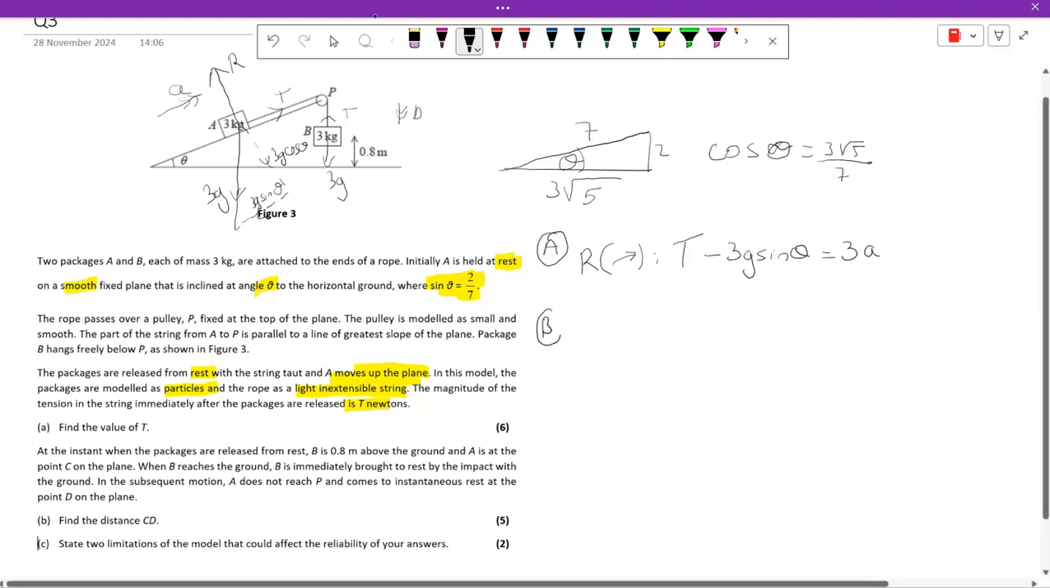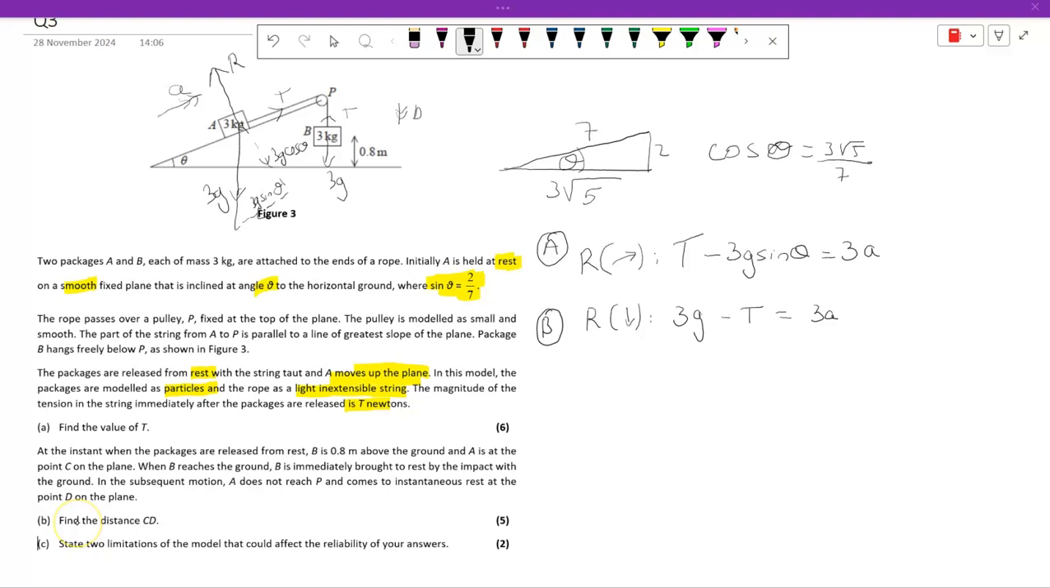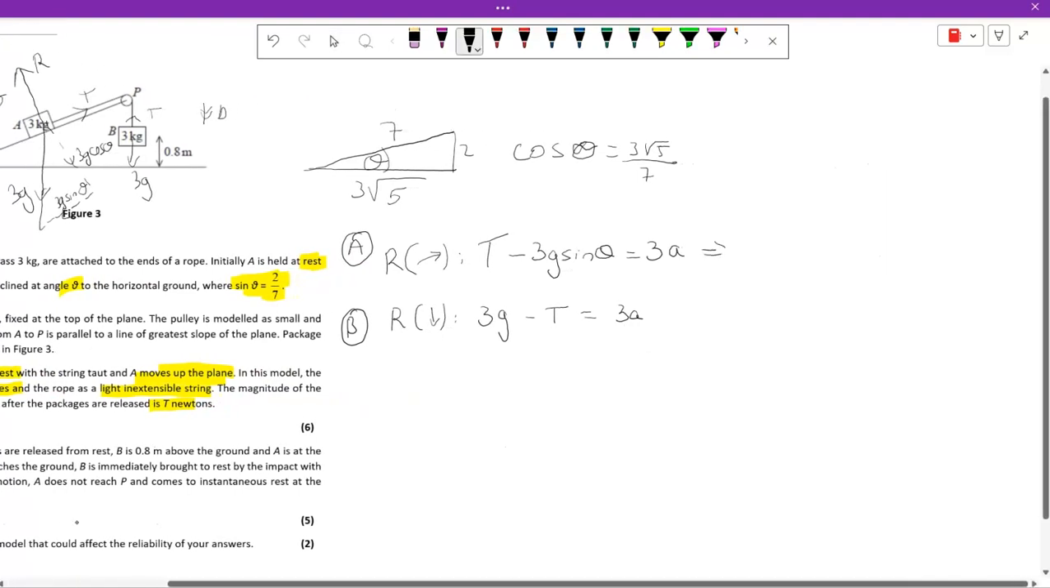Right, and if I look at particle B, and I do my resultant force going down, in the vertical plane it's going to be 3g minus T, and again, that's equal to 3a. And so if I now sub some stuff in, I know that sine theta was equal to 2/7. So from this equation over here, T minus 3g times 2/7, so that's going to be 6/7 g, equals 3a.